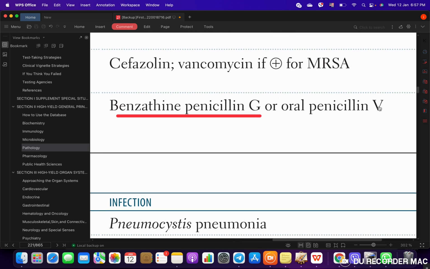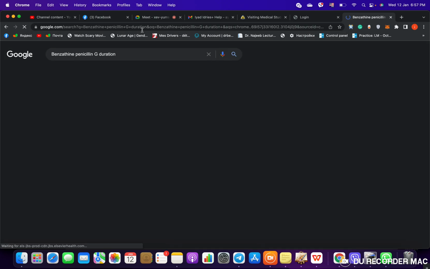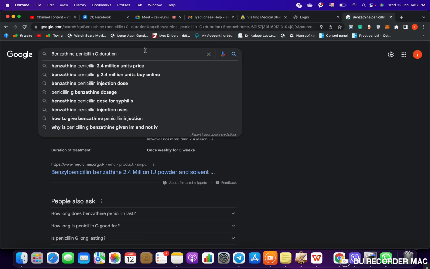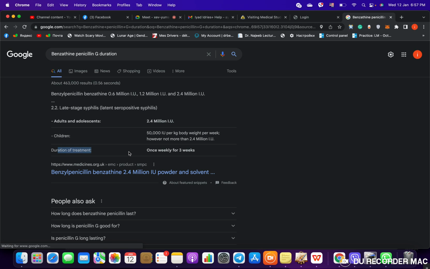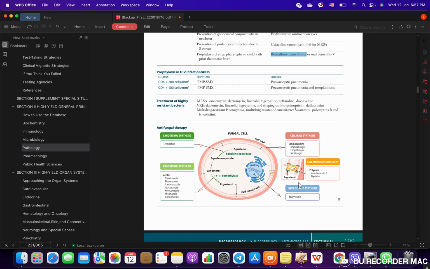So the oral penicillin V is nice because it's an oral form. Benzathine penicillin is intramuscular, but what is really nice about it is the duration of action. That means that your patient with rheumatic fever, you can give this medication only once, and it will stay working for 3 weeks inside of the body, which means he will just have to come to you once every 3 weeks to get an injection.